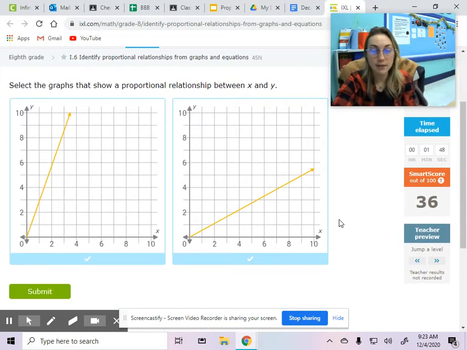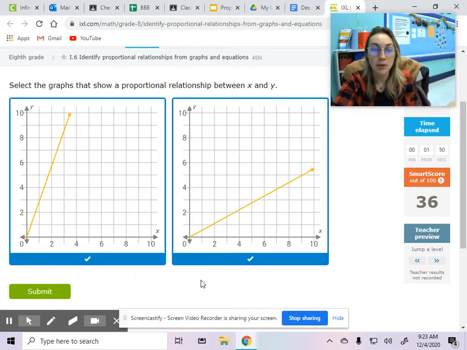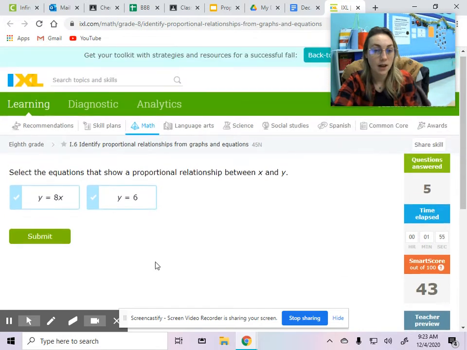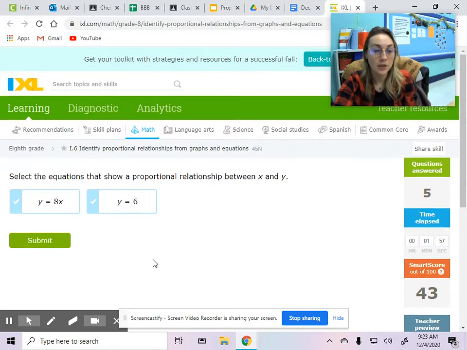All right, we got a graph again. Click both of them because they're both straight lines. They both go through the origin. All right, so we're looking at these two equations. They may both look like a proportional relationship, but this one's the only one that has the x beside the slope. This one does not have an x beside the slope.